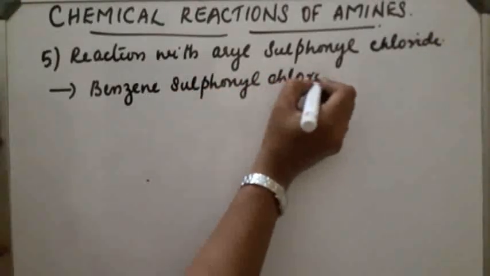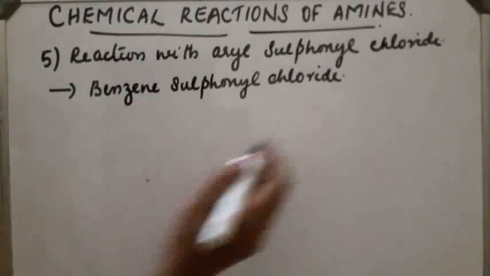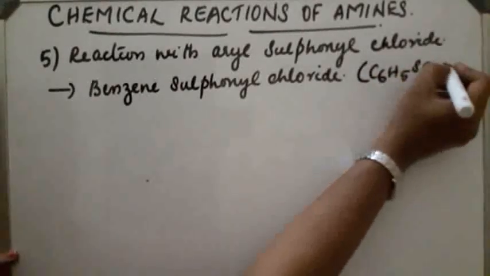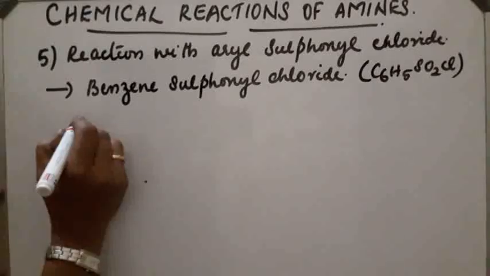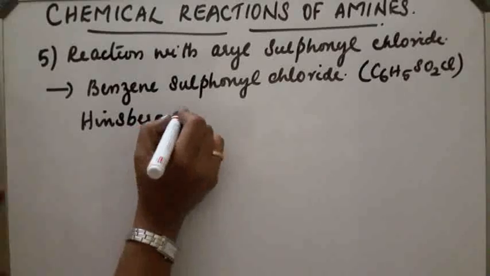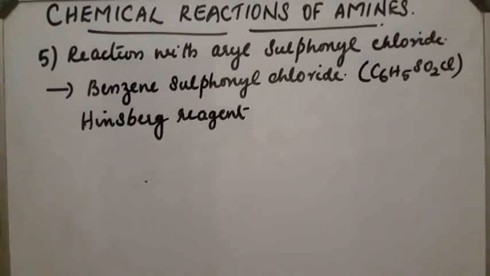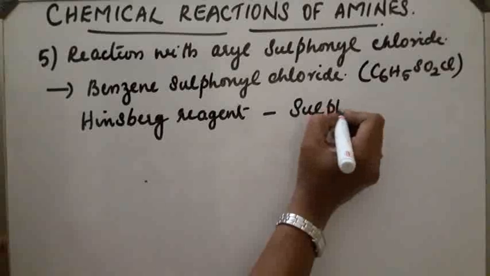Benzene sulphonyl chloride, that is C6H5SO2Cl. So amines react with C6H5SO2Cl, which is known as Hinsberg reagent, and form sulfonamides. The product obtained will be sulfonamides.